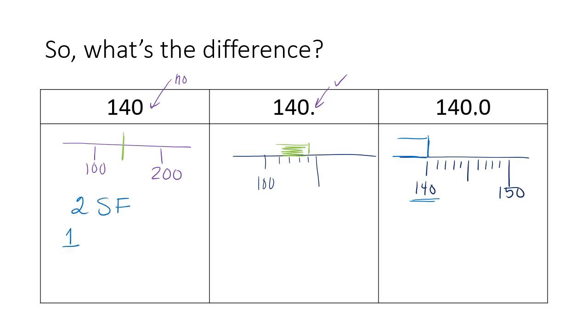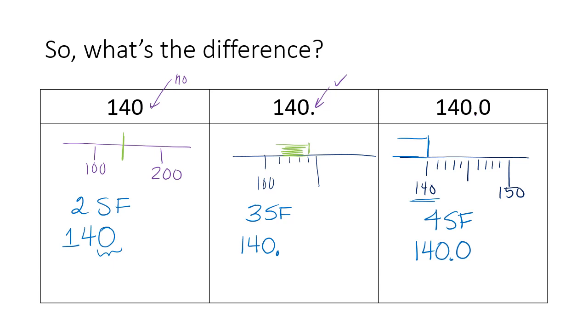The 1, which is known, the 4, which is your estimate. The 0 is just telling you it's in the hundreds. There are 3 sig figs on this one. The 1, the 4, which are both known, and the 0, which is the estimate. And in this case, there are 4 sig figs. The 1, the 4, the 0, and then the estimated digit.